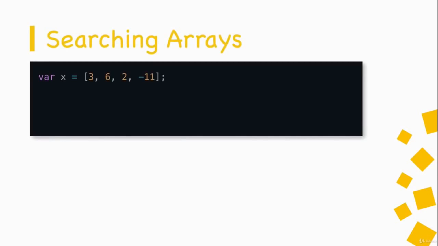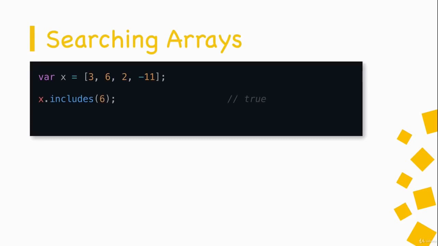Now sometimes you might want to search an array for a specific value and know whether that value exists inside the array or not. And you can do that using different methods. For example, let's say we have a variable x which equals an array. And this array contains 3, 6, 2, and minus 11. So 4 different numbers as 4 elements.